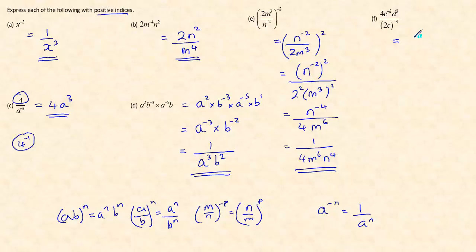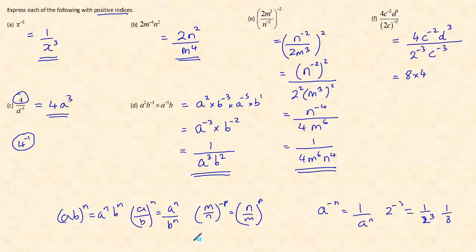Now with this one, we've got 4c to the negative 2 and d cubed on the top, and on the bottom we're going to have 2 to the negative 3 c to the negative 3. Now the 2 to the negative 3, well, that's going to be 1 over 2 cubed, so that will be 1 over 8, and of course that's on the bottom, so the 8 will come to the top like so.